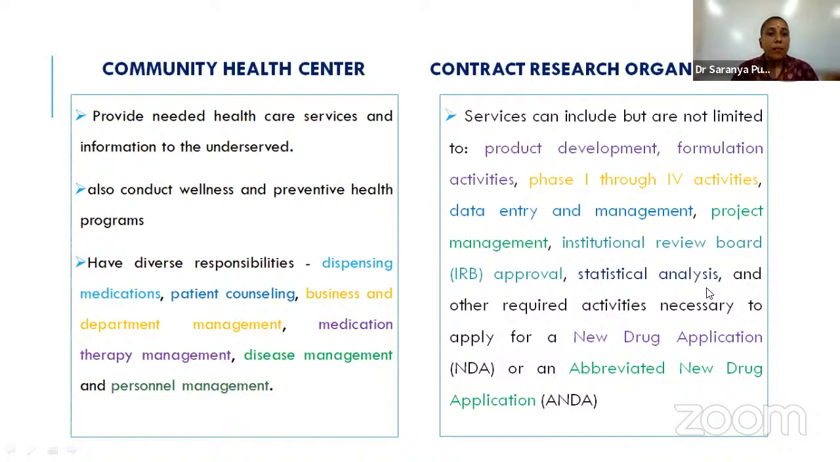Then community health center. So here in community health center, pharmacists provide the needed healthcare services and information to the underserved, those who are not given proper service. For them, you provide the healthcare services that are required. You will be providing information also, medical information. You also conduct wellness and preventive health programs. There could be diverse responsibilities as a pharmacist in the community health center. You will be dispensing medications. You can counsel a patient.